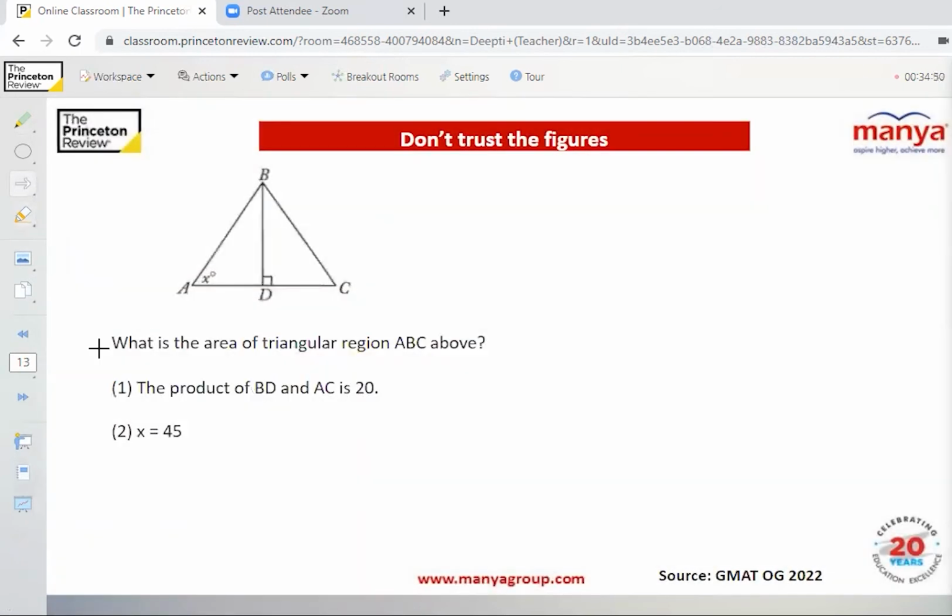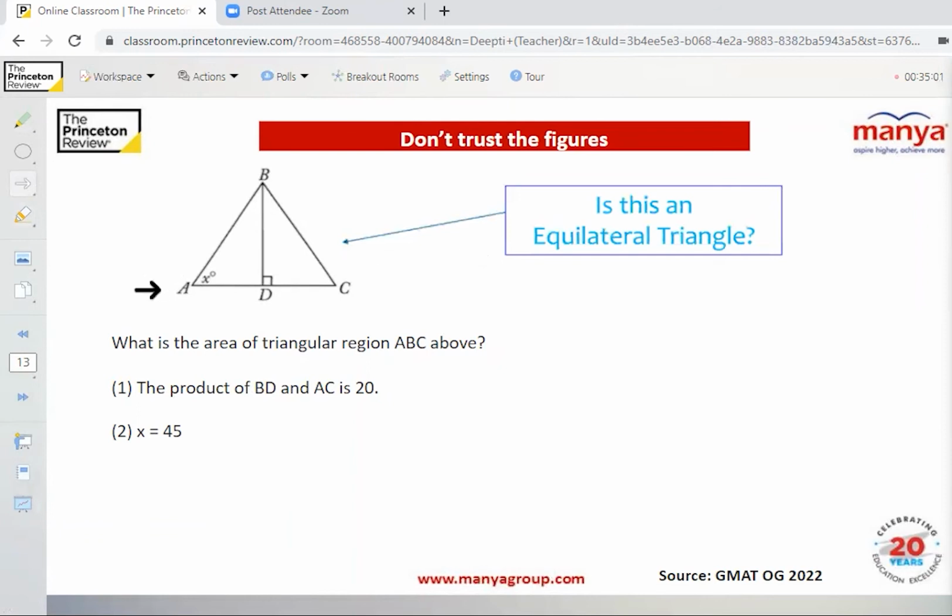Let's take another example. The question states, what is the area of triangular region ABC above? So does it look like an equilateral triangle? Yes, it looks like it, but is it an equilateral triangle? Are you sure about it? Is it given anywhere in the question stem? The answer is no, because the question only states triangular region ABC. So do not make any assumptions on data sufficiency geometry questions. Don't consider this X as 60 degrees, right?